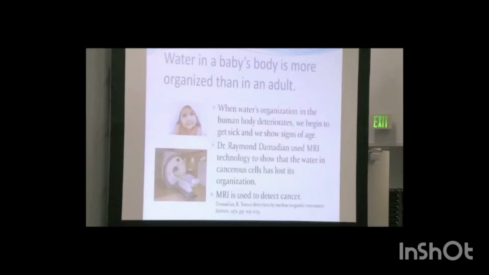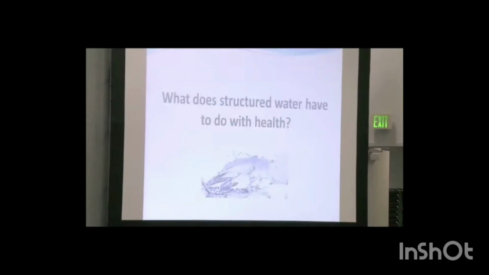Well, the water in a baby's body, come to find out, is more organized than in an adult body. In the 1970s, Dr. Raymond Damadian used MRI, which is magnetic resonance imaging, to look at the organization of the water in the human body. And what he discovered ends up being a method of detecting cancer, because he discovered that cancer cells have less organized water in them than do healthy cells. So today we use MRI to detect certain forms of cancer, but most people don't realize that MRI is looking at the organization of the water. What does structured water have to do with health? Besides everything?